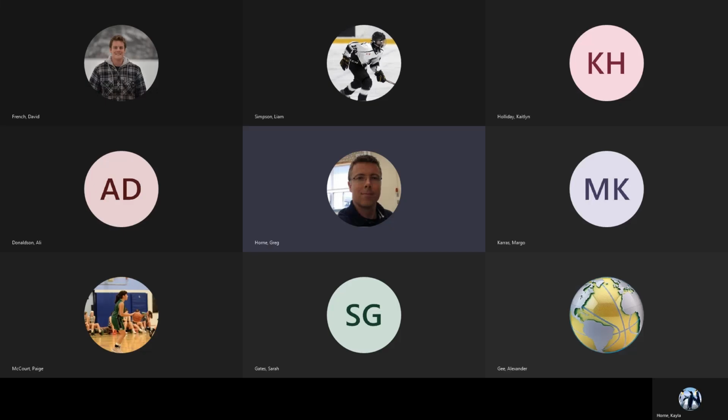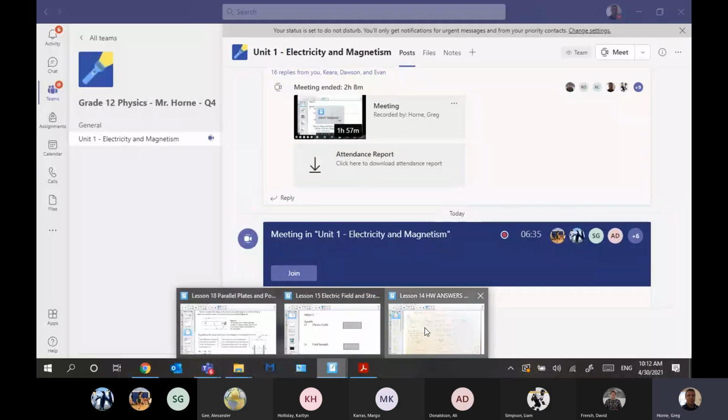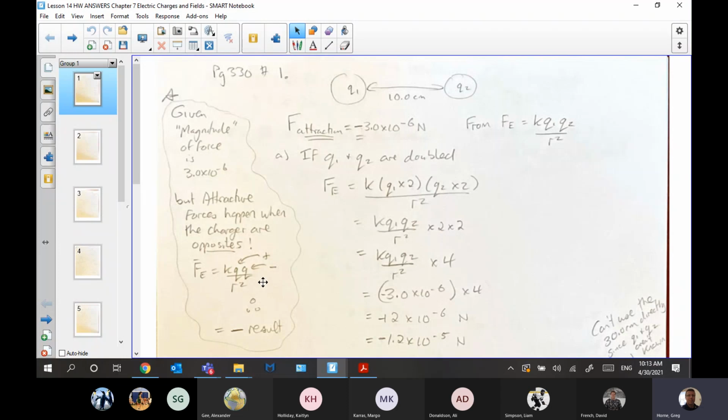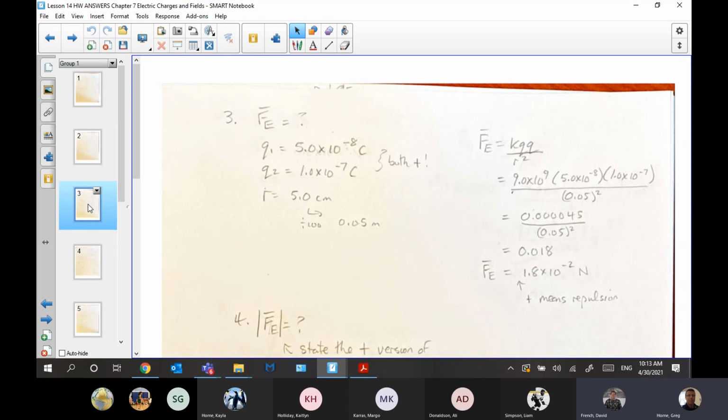I'm starting the recording and sharing the screen and going to the homework. So this is the posted homework sets. Which ones do we need to look at? Can we do 5? I don't know where you got the 1.8 times 10 to the 10 from.